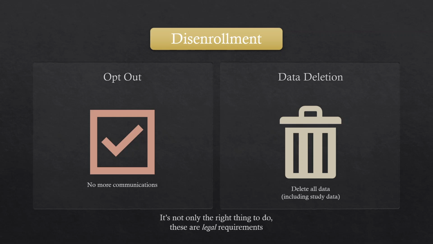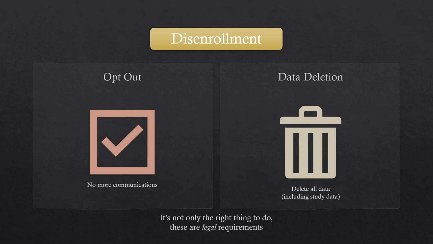Lastly, disenrollment. I sort of covered a lot of this earlier, but there are two aspects of this. There's an opt-out, so people can say, I don't want any more communications. Don't send me recruitment emails anymore. And then there's a data deletion option. This should involve deleting not only the contact information, the information in the subject management side of the house, but also subject or study data. So if they filled out surveys or did a group experiment, you have to be able to delete that data.